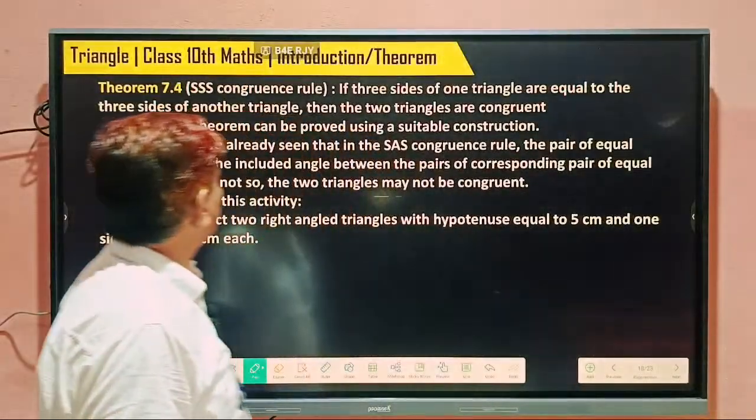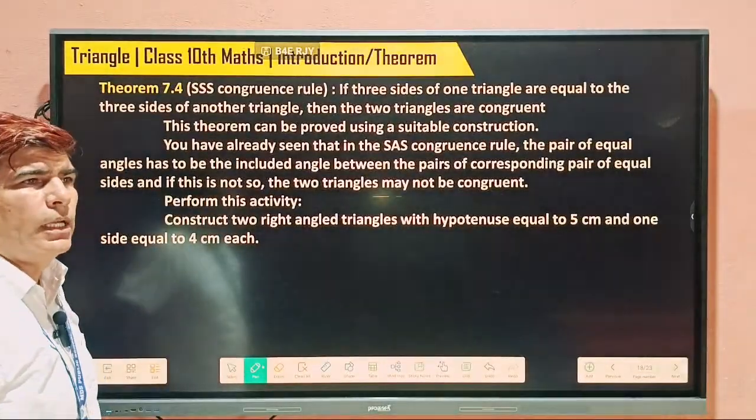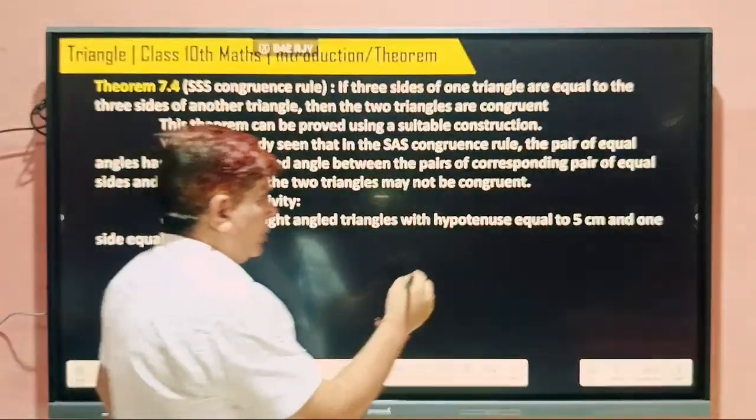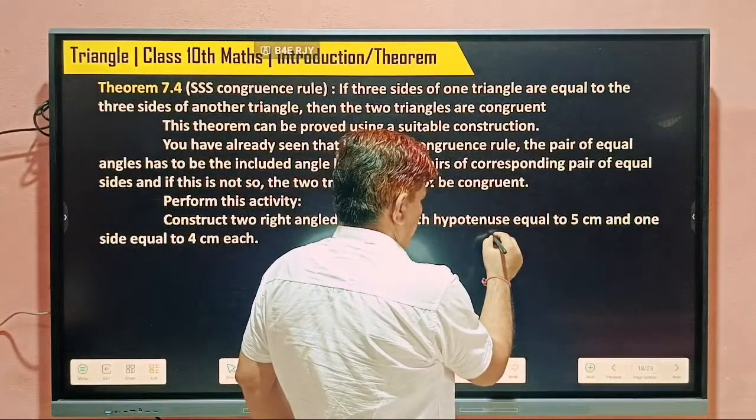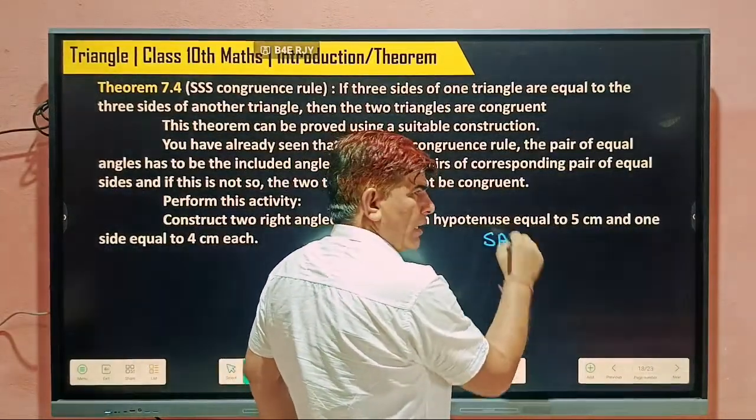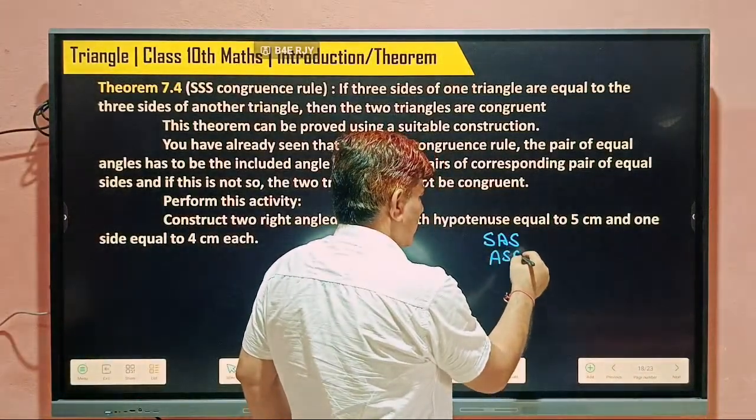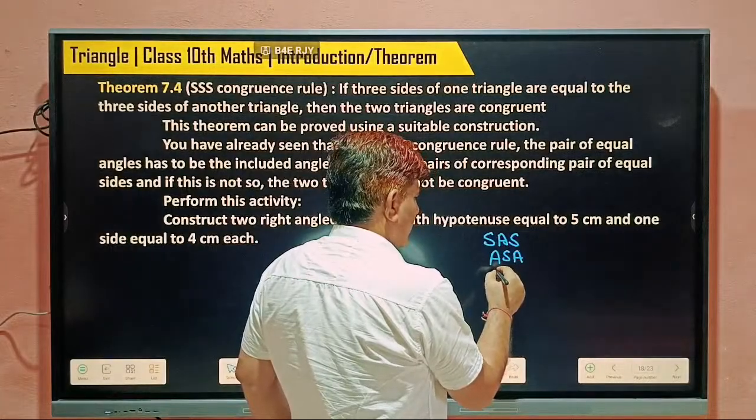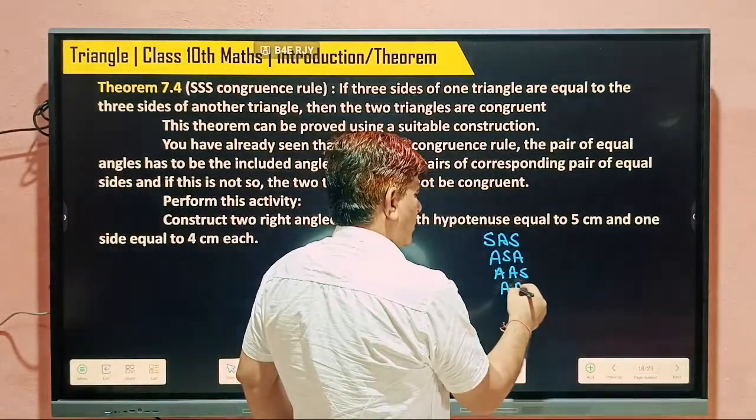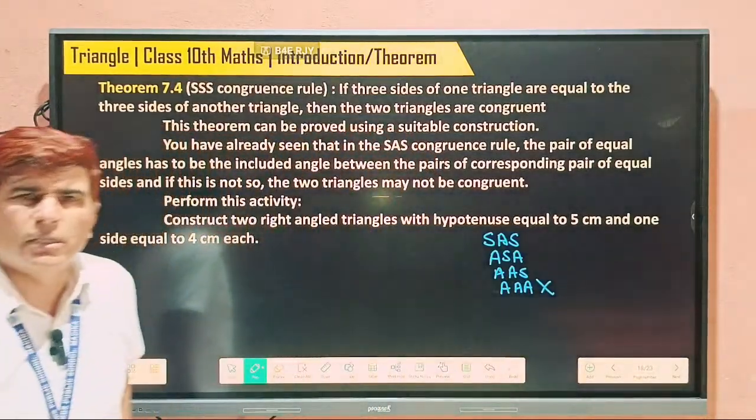Next, theorem: SSS congruence rule. What is it saying? We know SAS. Two triangles are congruent if satisfying this condition. If satisfying this condition, then also congruent. And if satisfying this condition, then also congruent. And if satisfying this condition, then they may or may not be congruent.